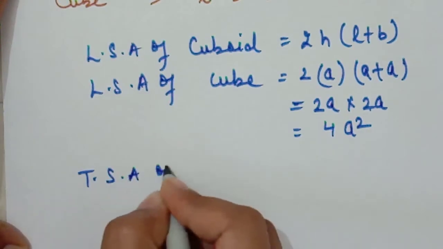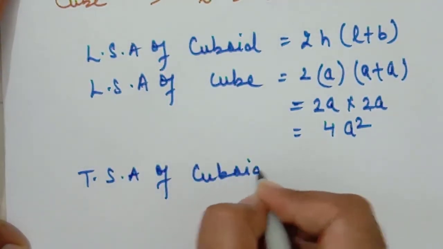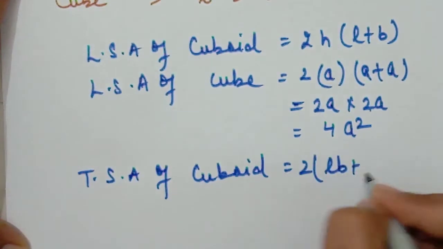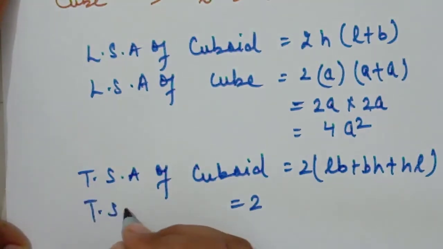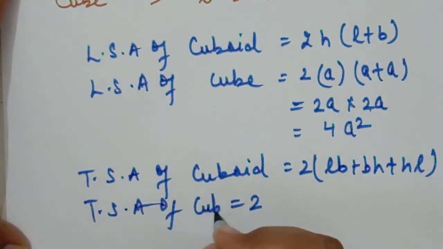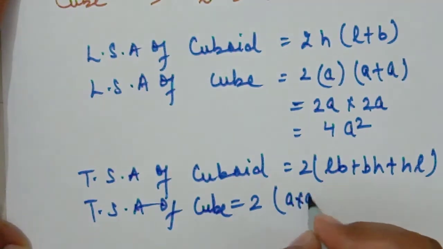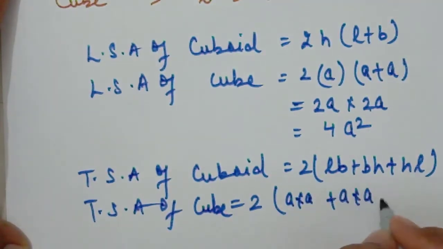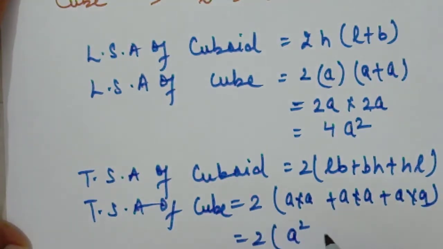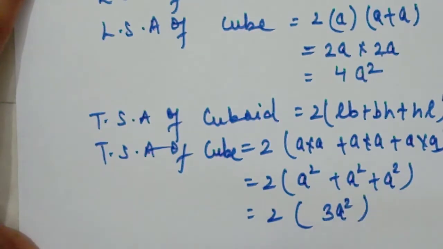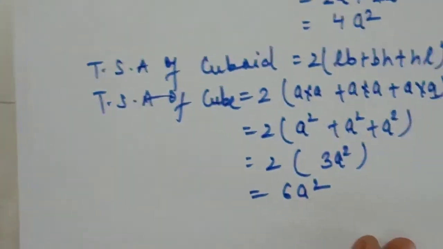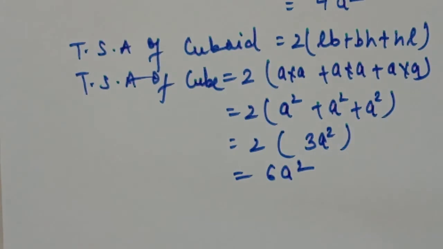Total surface area of cuboid is 2 into (LB plus BH plus HL). Now the total surface area of cube is 2 into (A into A plus A into A, and for the third part A into A). Then it is 2 into (A square plus A square plus A square). Then it becomes 2 into 3A square. Then it is 6A square. This is the total surface area of cube.